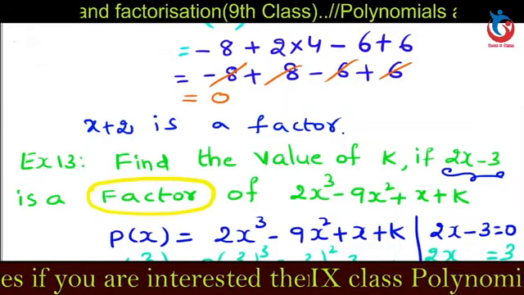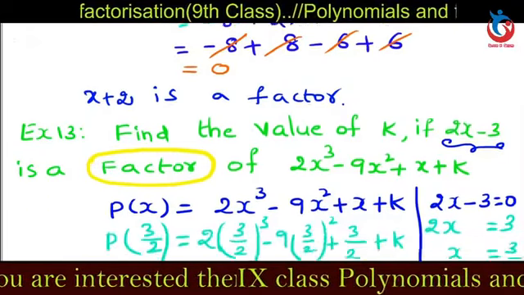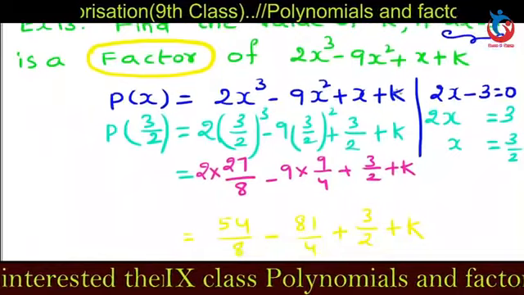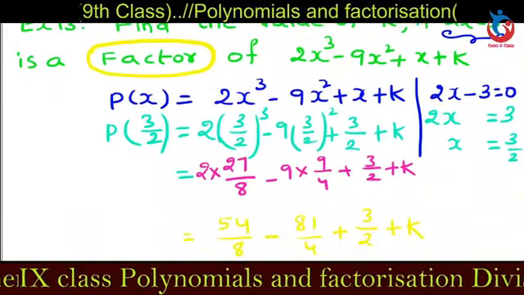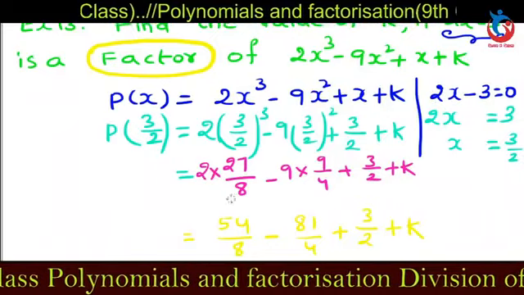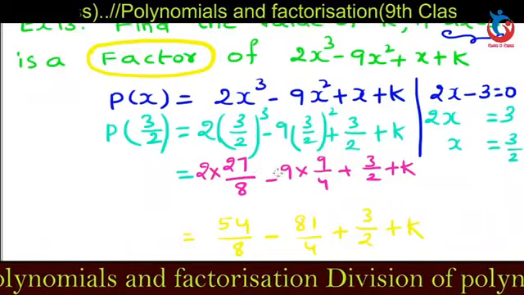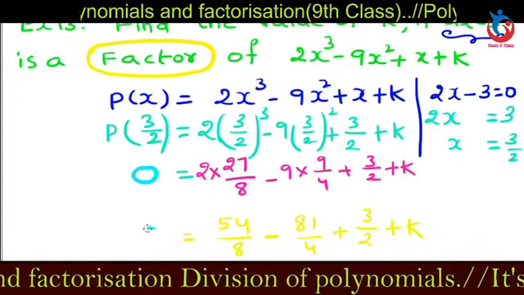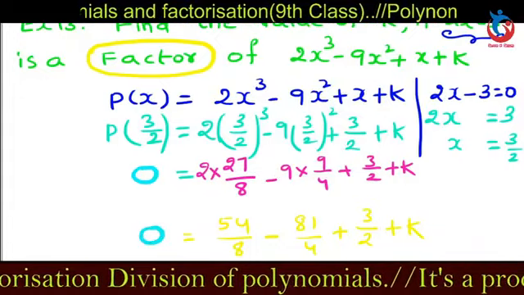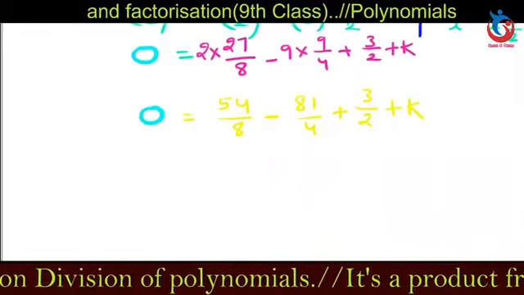Factor means if you divide 2x cube minus 9x square plus x plus k with 2x minus 3, then the remainder will be 0. This total is the remainder. So it is equal to 0. So keep 0. Now we have to find out the value of k. How to find out that?